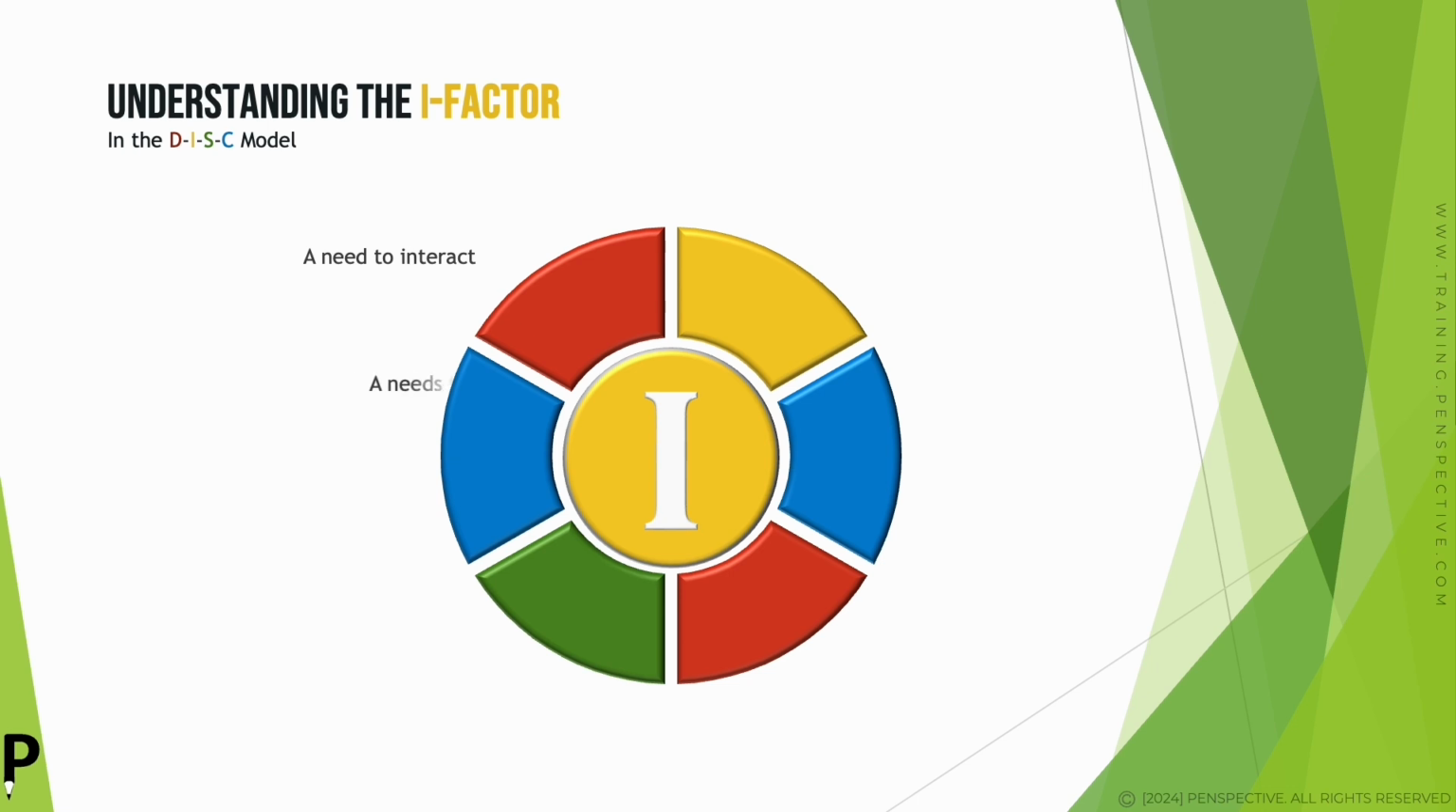Additionally, dominant I individuals have a significant need to be liked by others. They place value on building positive relationships and may go out of their way to please others or gain their approval.